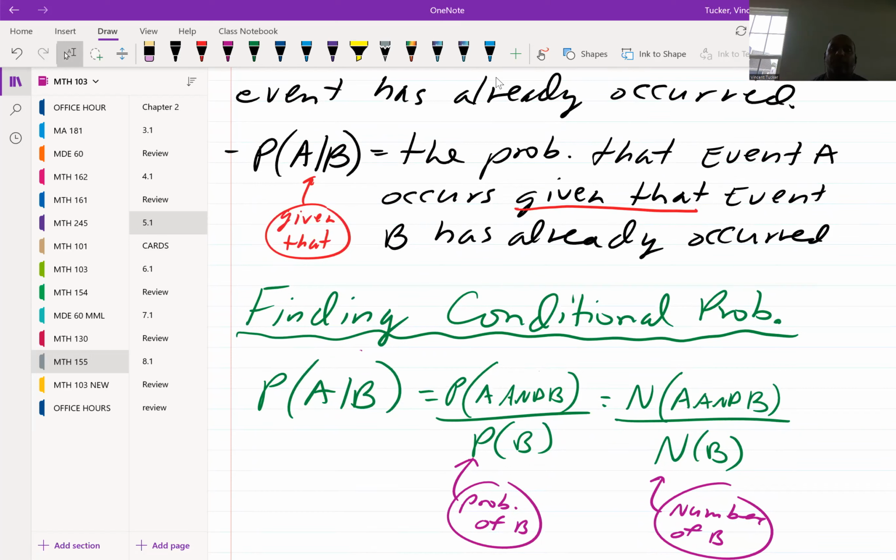So to calculate the conditional probability, we have the probability of A given that B has occurred: find the probability of A and B, place it over the probability of B. Or if you have the number of A and B, place it over the number of outcomes in B. So the order does matter. Whatever event is second is what goes on the bottom. The top is always going to be the same, A and B or B and A, but it's the bottom number that will be dictated by the position of this event right here.